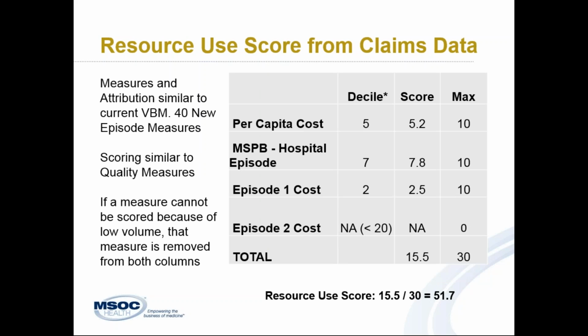So resource use, moving on, so that's how the quality category works. The resource use score works really the same way, and it uses 2 of the 3 measures that are currently used for value-based modifiers on the cost side. It still attributes patients, just like value-based modifiers does, to your practice based on which provider had the largest number of E&M outpatient codes. And it measures their total cost, which is the per capita cost, and then around a hospital episode of care. So if you don't do inpatient services, you probably won't have anything in that particular measure, or you'll have a very small number.